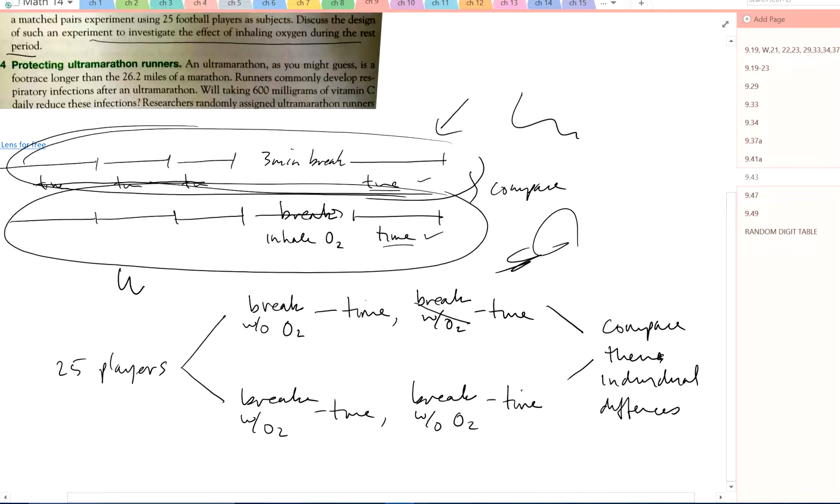That way I compare the same person with their time right here without oxygen in their break and their time with oxygen in their break. It doesn't help me to compare two different people, in other words. I want to compare the same guy, and then down here I'm comparing the same person with himself.